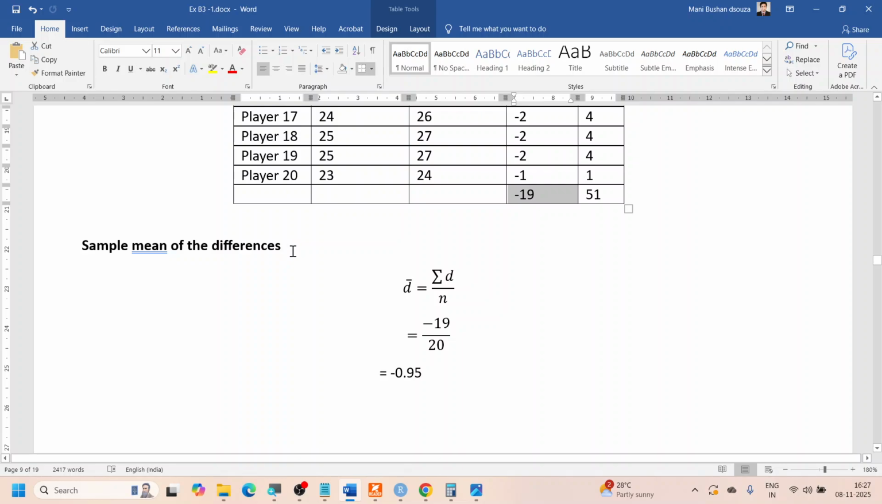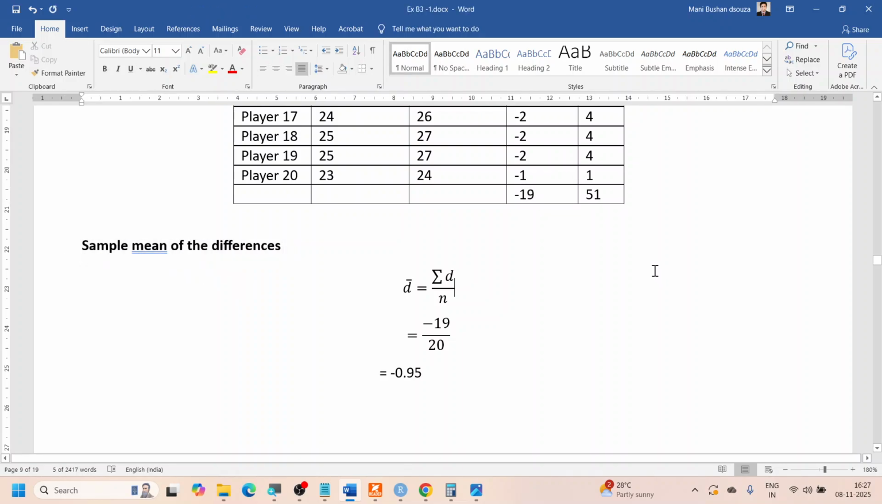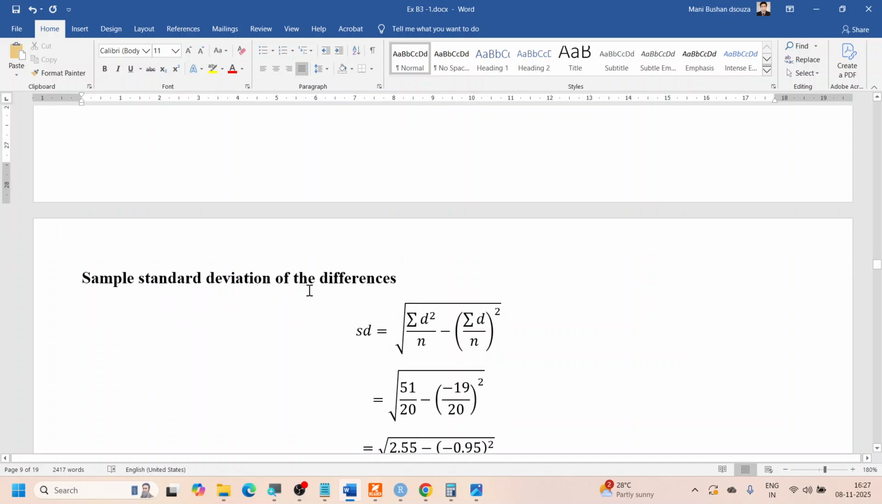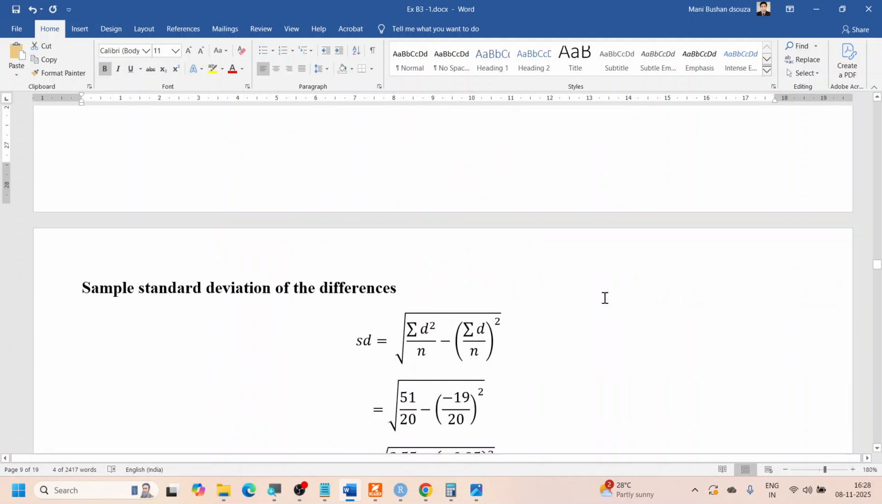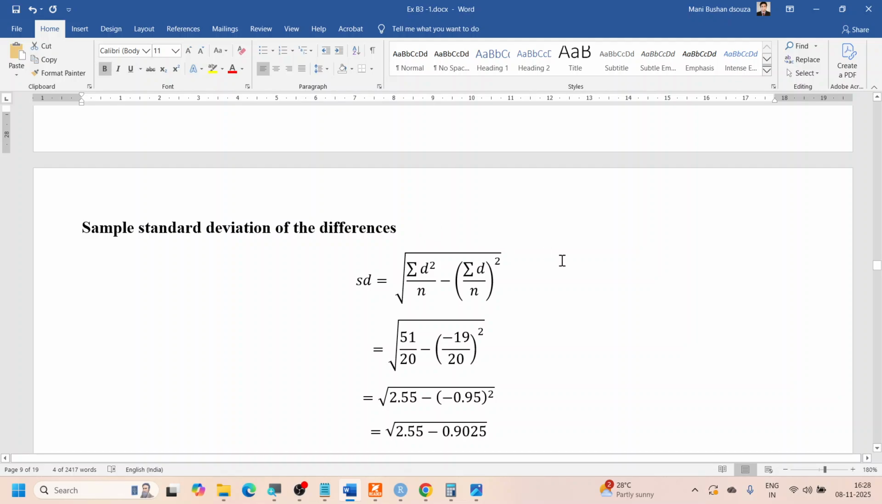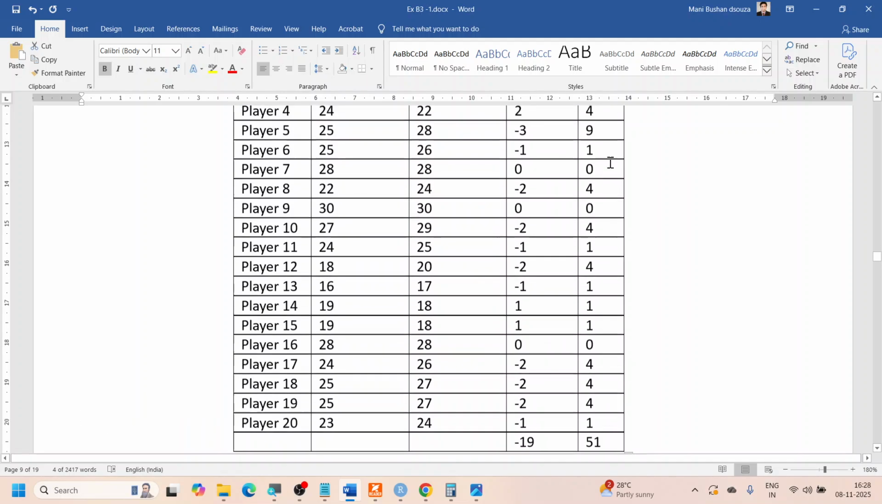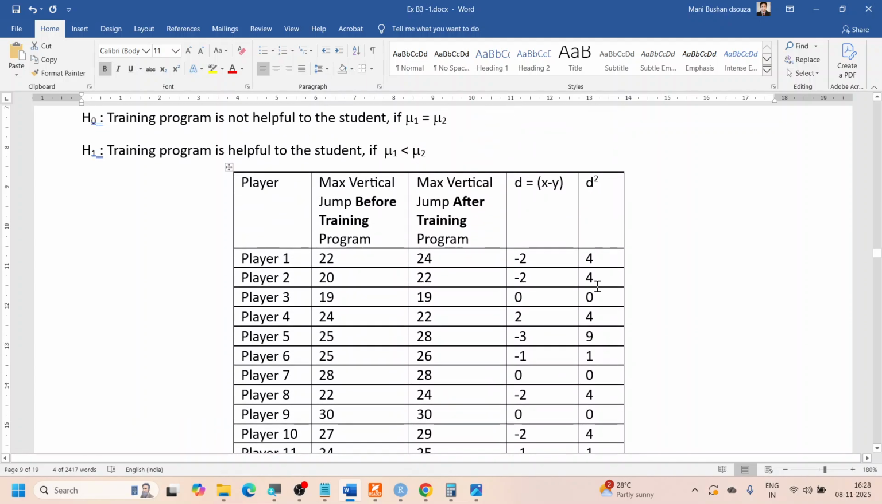Now what we got is the sample mean difference. So let us now find the sample standard deviation of the differences. We have got the mean difference here. So how do you find it? The standard deviation St is equal to the square root of summation d squared by n minus summation d by n, whole square. The summation d square, you already have it over here. We have found the d square.